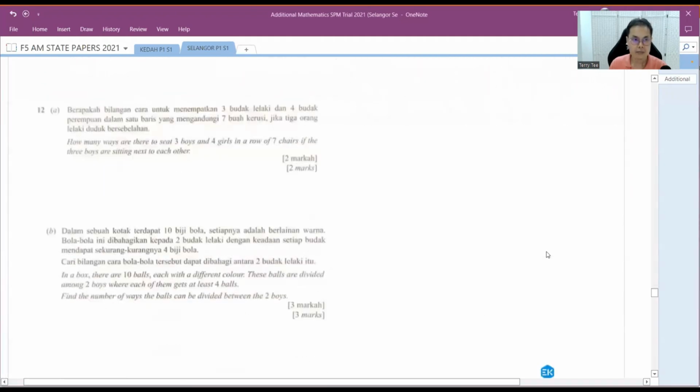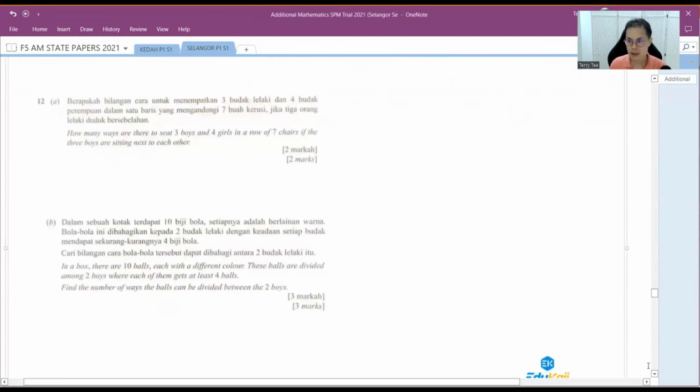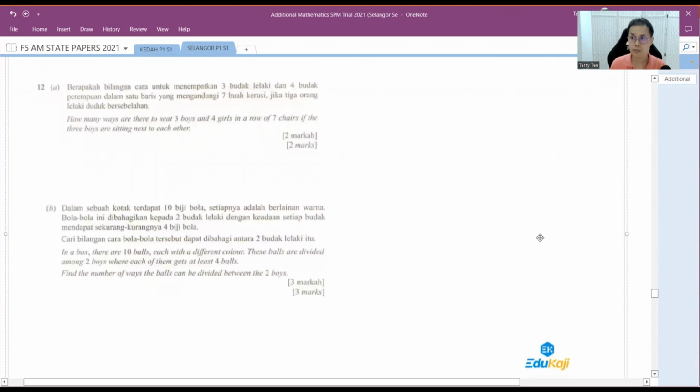Okay, question number 12. This is from chapter 4, permutation and combination. The first part is permutation. The second part is combination. Usually that's the case in the exam, right? Okay, so first part: how many ways are there to sit 3 boys and 4 girls in a row of 7 chairs if the 3 boys are sitting next to each other? Okay, so this is quite easy.